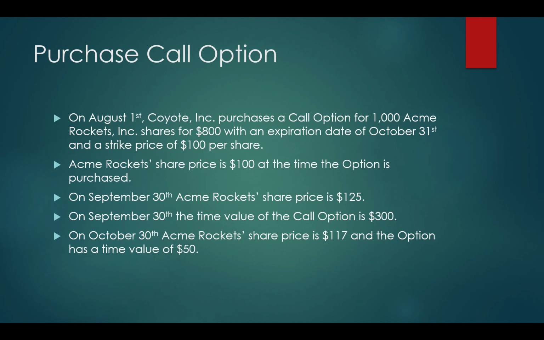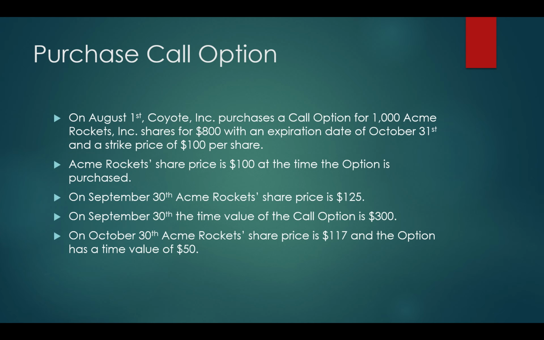For this example, we'll assume that Coyote Incorporated thinks the price of Acme rockets will go up within the next 3 months. So on August 1st, Coyote Inc. buys a call option to buy 1,000 shares of Acme rockets on or before October 31st for $800 at a strike price of $100 per share. At the time the call option is purchased, Acme shares are trading for $100 per share.